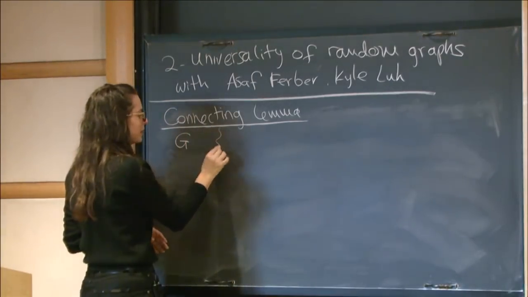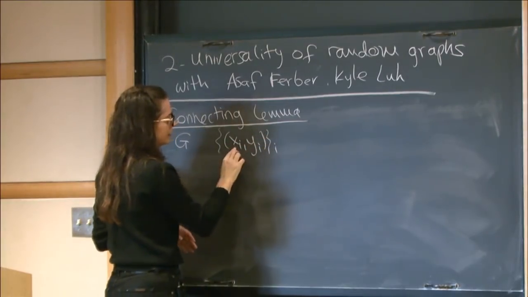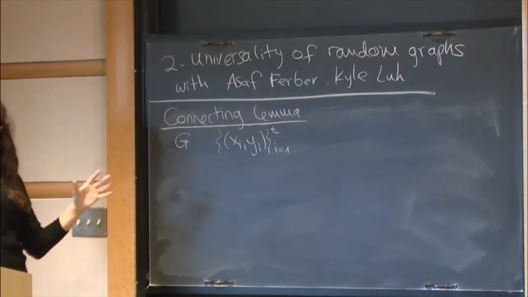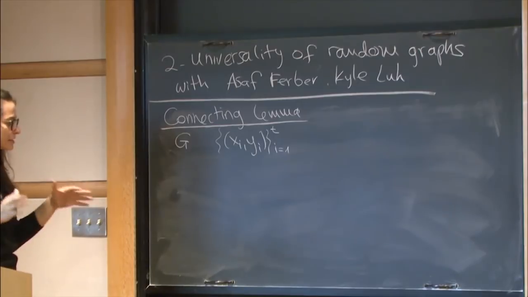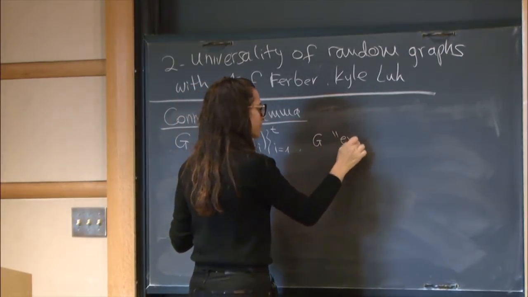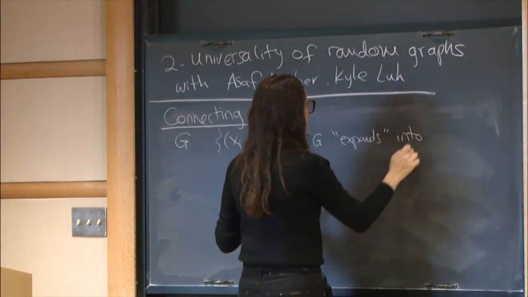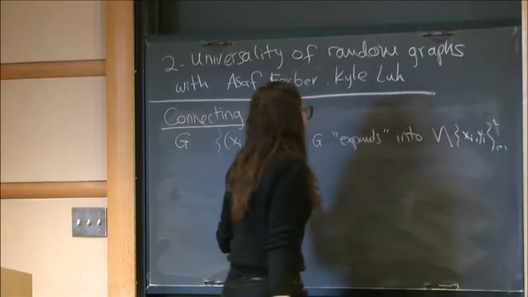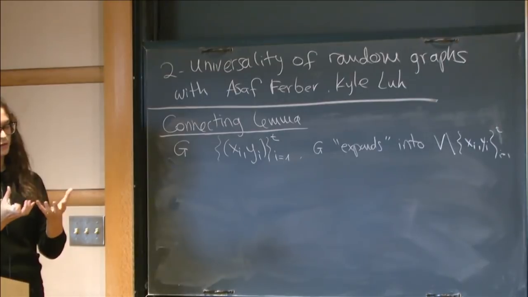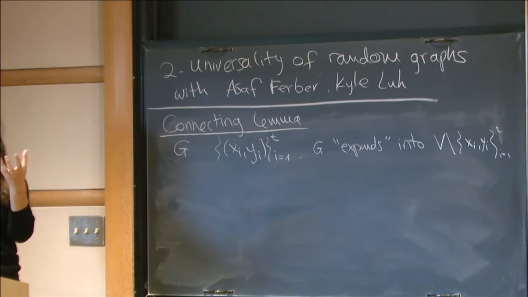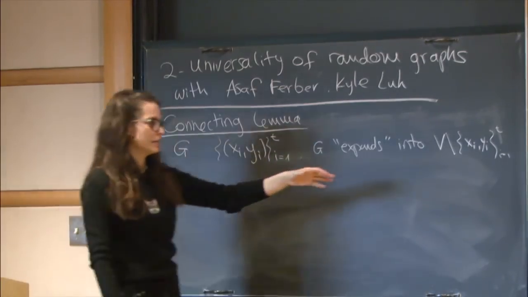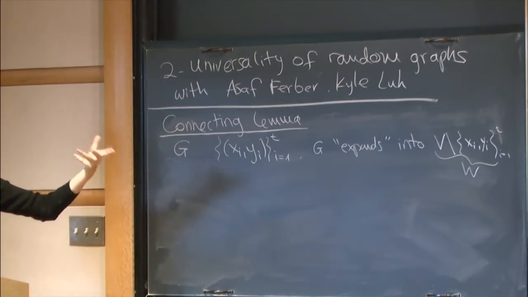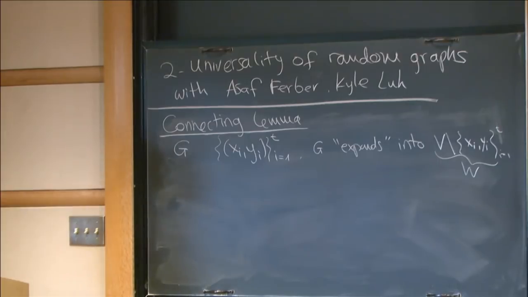So what is the idea? We have a graph G, and we have t pairs of special vertices x_i, y_i, and we know that we have some expansion properties. I don't want to say exactly which ones, but G expands into the vertices of G minus these special vertices, which we call W. In general, we want large sets to have many neighbors in W, and we want any two large sets to have an edge between them.